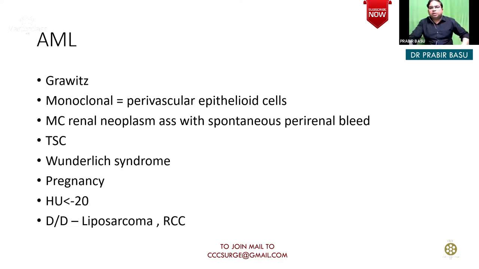The few things you have to note: tuberous sclerosis will have bilateral AMLs, and they are small AMLs. AMLs are normally more common in women, but when it comes to tuberous sclerosis, it's common in both sexes. And then there's Wunderlich syndrome. In 10% of AMLs, spontaneous bleeding happens, and there is a very high rate of the patient going into hypovolemic shock. These often need either angioembolization per se, or the patient will undergo nephrectomy with a high risk consent.